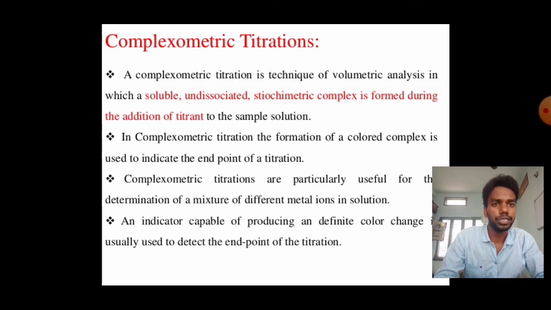In complexometric titrations, the formation of a color complex is used to indicate the end point of the titration, right? Complexometric titrations are particularly useful for the determination of a mixture of different metal ions in a solution. For example, hardness of water, calcium and magnesium: if you have more than one metal ion in a solution, these titrations are very useful to determine the metal ions, right? And an indicator capable of producing a definite color change. So we have different metal ion indicators. We will discuss all the metal ion indicators.